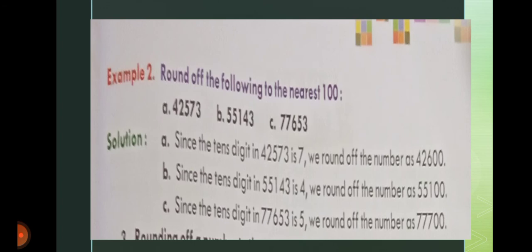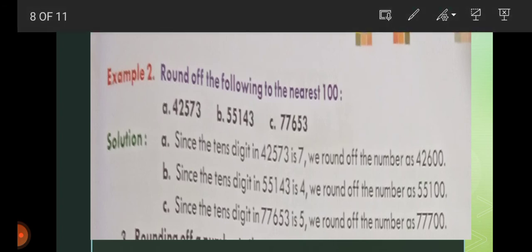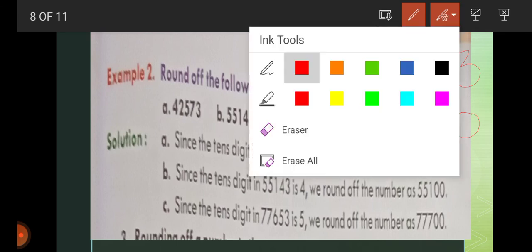Let's try to understand this with the help of an example. Here is the example 42,573, right? As I told you, for this you have to check the digit at tens place. Here in this case it is greater than 5. If it is greater than 5, then add 1 to the 100 place, put 0 at tens place, put 0 at ones place. 1000 place will remain the same, 10,000 place will remain the same.